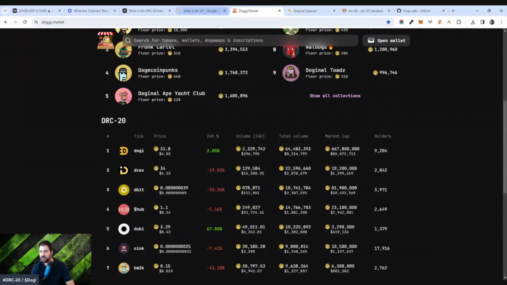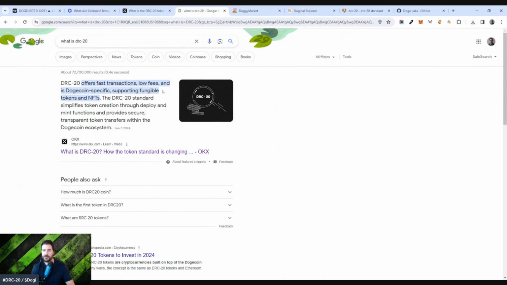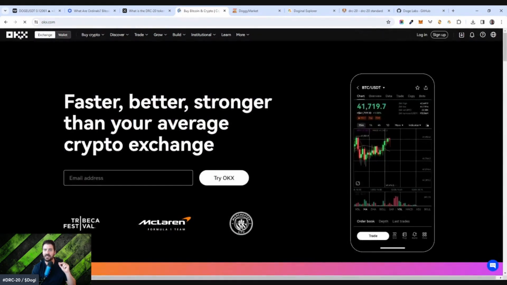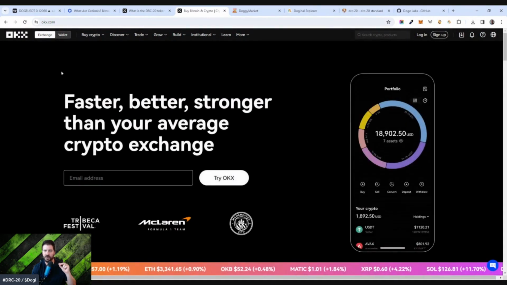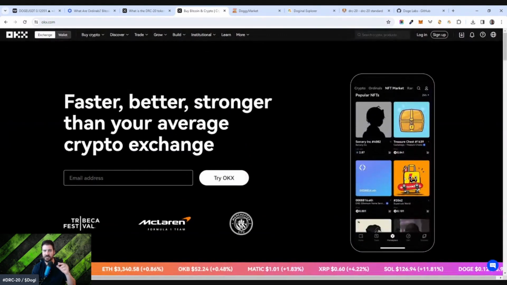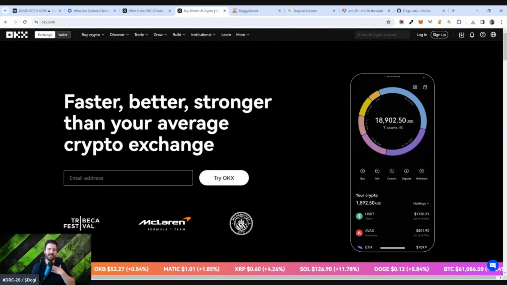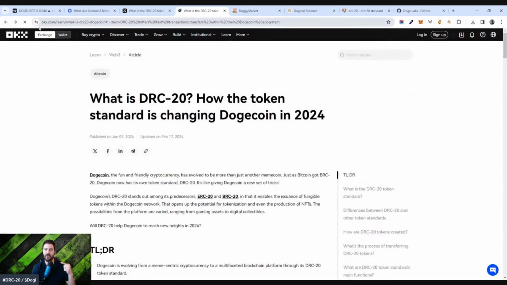I'll jump back into this in one more moment here. I want to go back here. DRC20 offers fast transactions, low fees, and Dogecoin-specific support for fungible tokens and NFTs. This is going to be important. This comes from OKX, which is an exchange that has recently popped up, which is supporting a lot of these different alternative protocols that are coming up. It's a very nice exchange. It's very well built. Go to OKX and check it out, right? But these coins, I am predicting that they will be listed on OKX very soon. You saw the documentation we just looked at from OKX. They're starting to talk about DRC20. They've talked about BSV20. They've talked about BRC20. They've listed BRC20 tokens, right? They've listed ERC20 tokens. Why wouldn't they eventually list DRC20 tokens, all right?